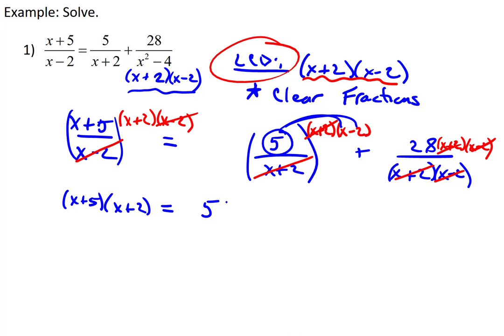So in other words, we'll have ultimately here 5 times x minus 2 in parentheses. I'll distribute that at the next step. And then continuing on, we'll have plus. Similarly here at the end, it's just a 28. Both of those other factors of the LCD were canceled.